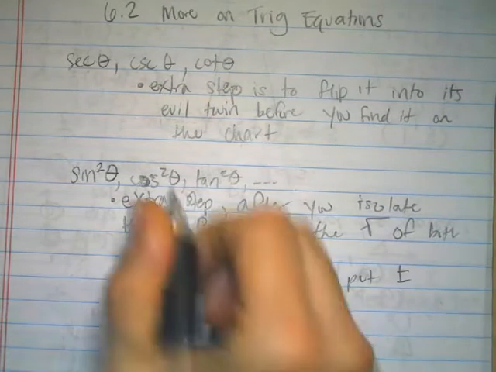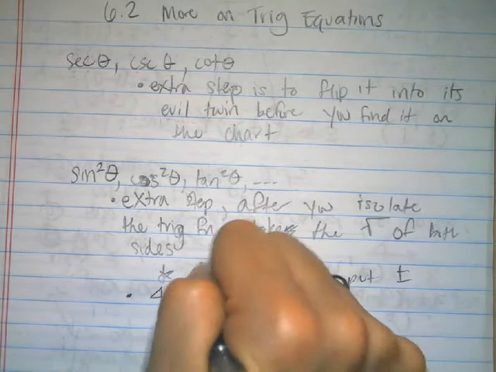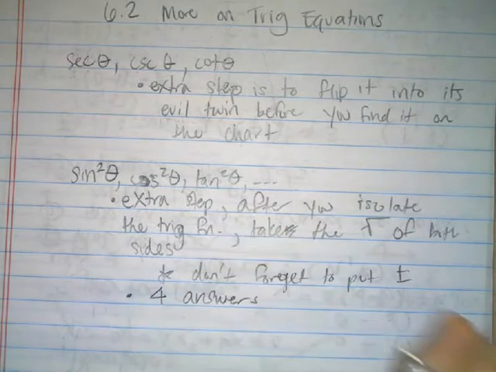And before we were only getting 2 answers, now these ones will give you 4 answers, generally speaking, for most of them, like 99% of the time. So we'll do an example of each one.